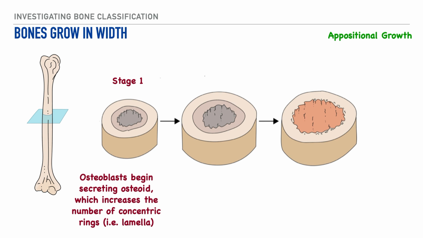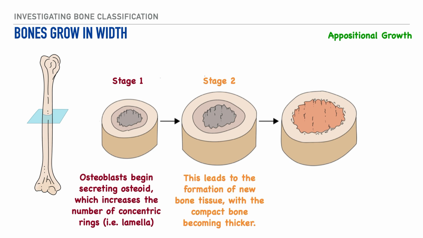And these cells begin secreting osteoid, which causes the compact bone to become thicker. And this leads to an increase of the concentric rings or lamellae we find around the bone. And as this happens, stage 2 showcases that the diameter or width of the bone increases gradually. So in essence, the bone is being built outward, layer by layer, and at the same time, it is increasing in thickness as well.